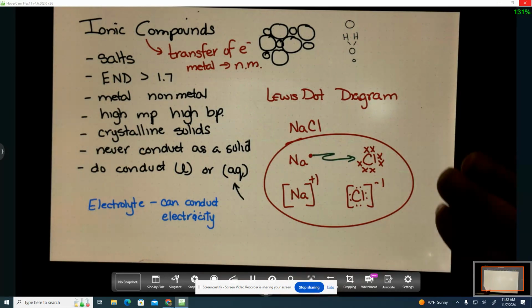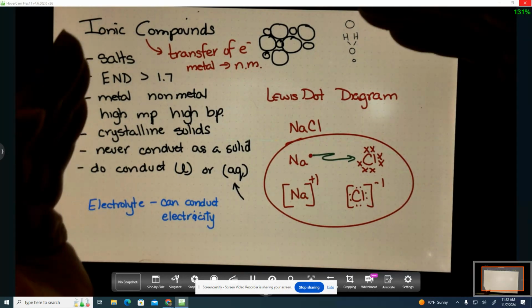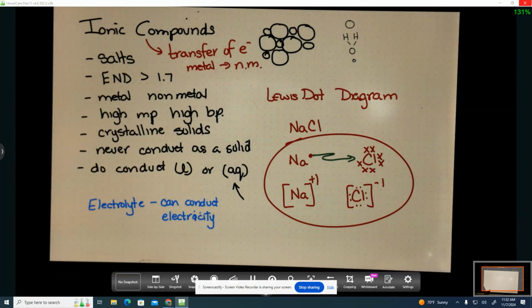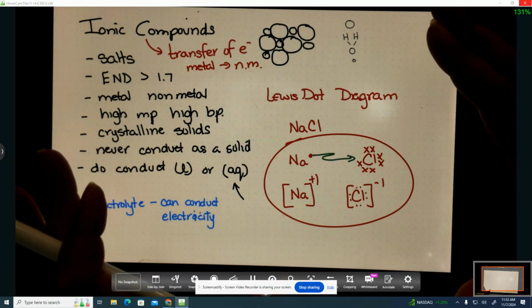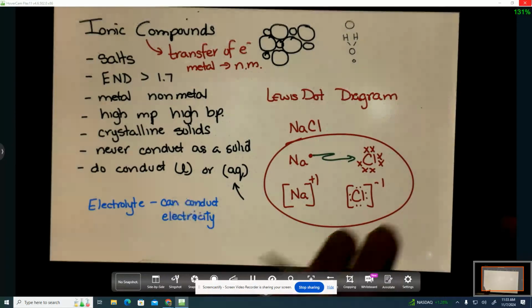Now, the reason I'm making a big deal about this is because we're going to start covalent compounds in about 15 seconds. And once I start those covalent compounds, the very first question you should ask yourself for every single question that you do is: is this ionic or is this covalent? Because if it's ionic, we've got all this going on. If it's covalent, we've got something totally different going on. Okay? So, does everybody understand ionic before I get to covalent? Yes. Okay. Here we go.